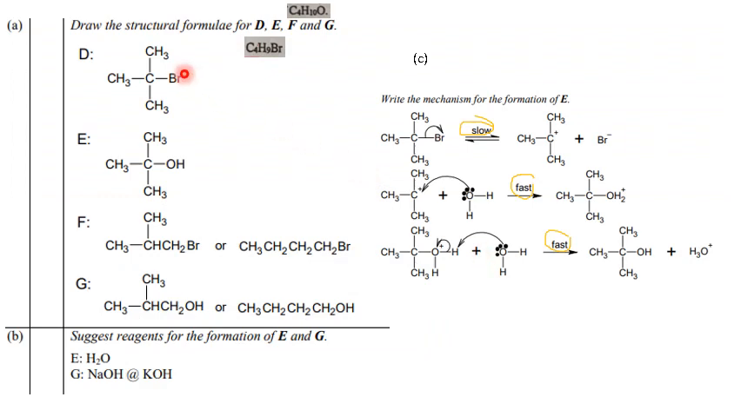Okay, yes, T is a tertiary haloalkane. So with a tertiary haloalkane, it will form E. E is a tertiary alcohol. We check the number of C: 1, 2, 3, 4; number of H, 10; and then O. It tallies with this molecular formula. And then F is a primary haloalkane. There are two possibilities.